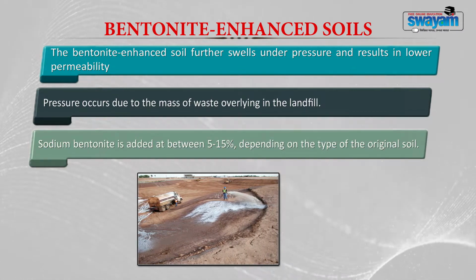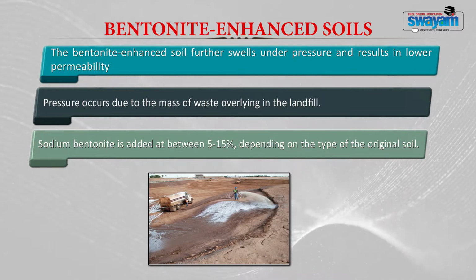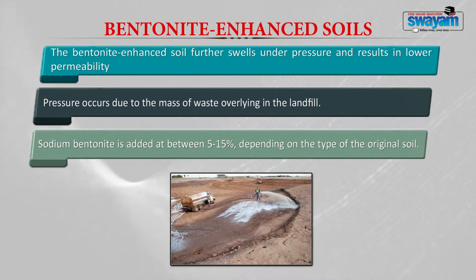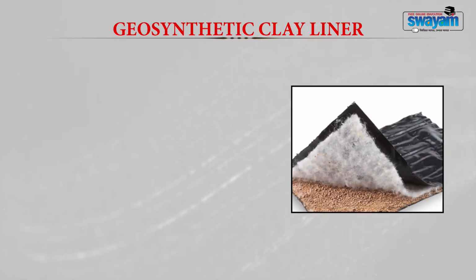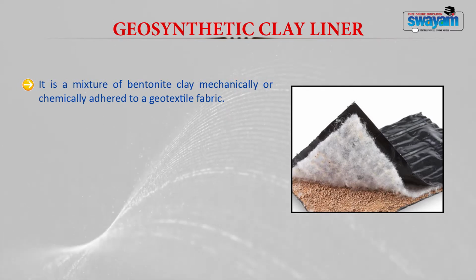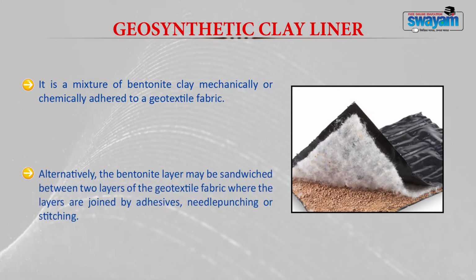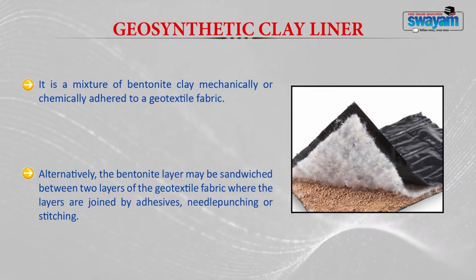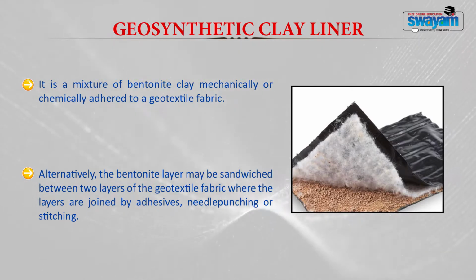For sodium bentonite clay liner, 5 to 15% of sodium bentonite is added to the original soil, mixed and then used. The next type of liner material that is used is geosynthetic clay liner. Now, geosynthetic clay liner is a mixture of bentonite clay which is mechanically or chemically adhered, meaning fixed, to a geotextile fabric. The bentonite layer may be sandwiched between two layers of geotextile fabric, where the layers are joined by adhesives or by needle punching or by stitching.